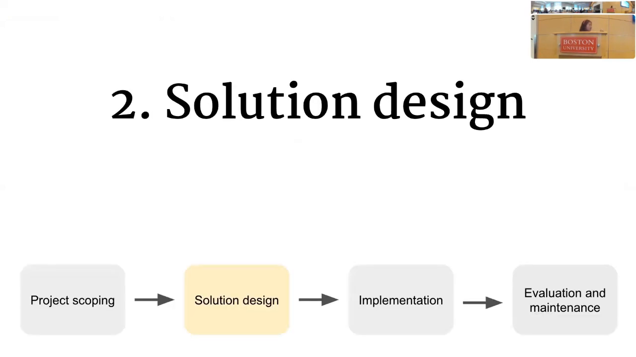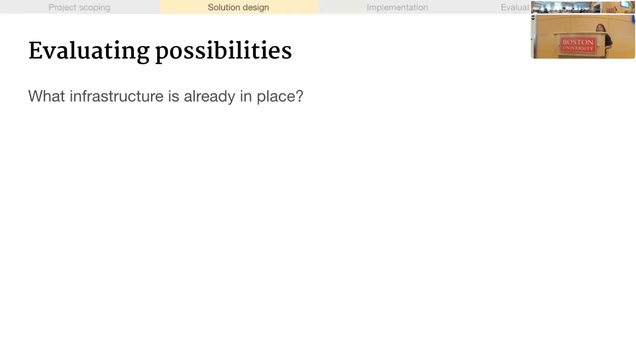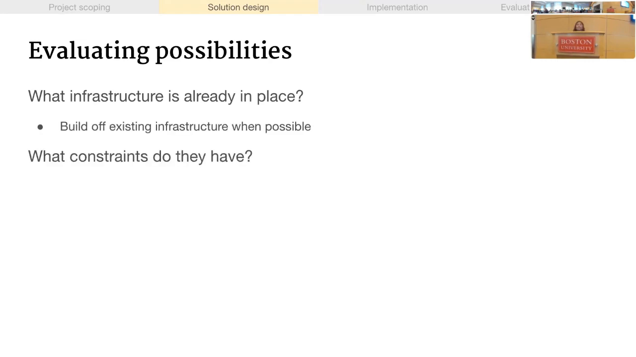Okay. Now that you've figured out your problem and you want to start designing a solution, things to consider are evaluating what infrastructure currently exists. Can you build upon that existing infrastructure to minimize friction later on when it comes to implementation and evaluation? Understand what constraints they have.